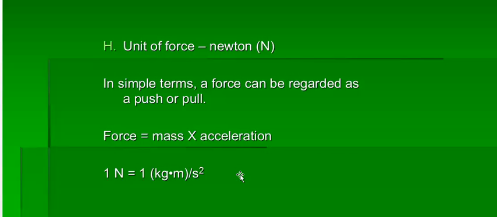Unit of force, the SI unit for force is the Newton. It's a derived unit. Force is a push or a pull. Force is mass times acceleration. It's derived, which means it comes from the 7 base units, and it's a derived unit. It's equal to a kilogram times meter per second squared. So that is the Newton.